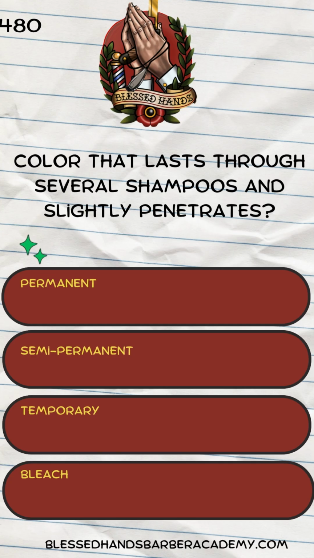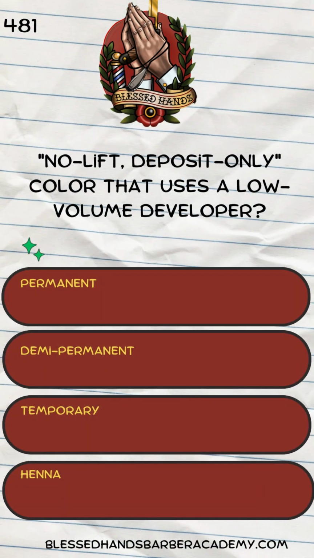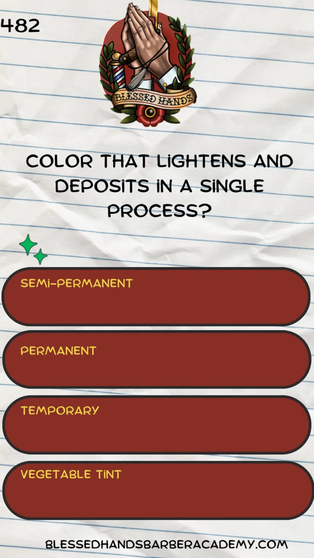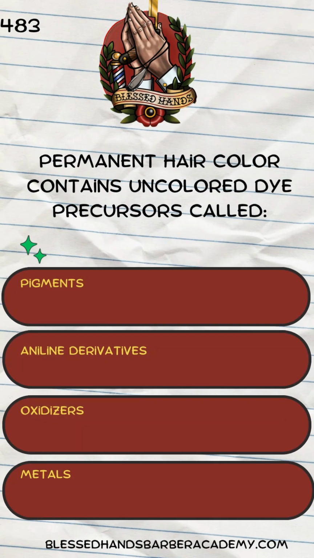Permanent, semi-permanent, temporary, bleach. B. Semi-permanent. No-lift, deposit-only color that uses a low-volume developer? Permanent, demi-permanent, temporary, henna. B. Demi-permanent. Color that lightens and deposits in a single process? Semi-permanent, permanent, temporary, vegetable tint. B. Permanent. Permanent hair color contains uncolored dye precursors called pigments, aniline derivatives, oxidizers, metals.